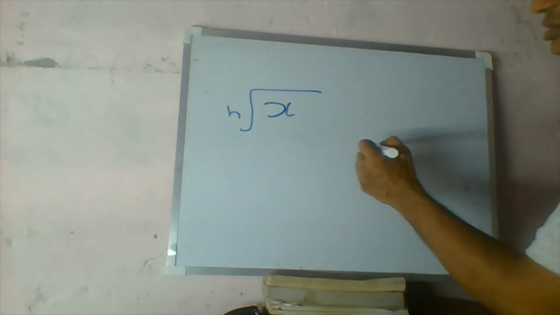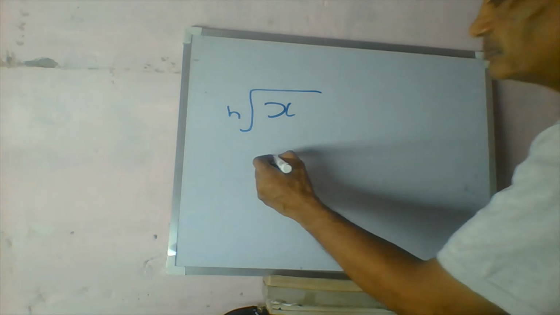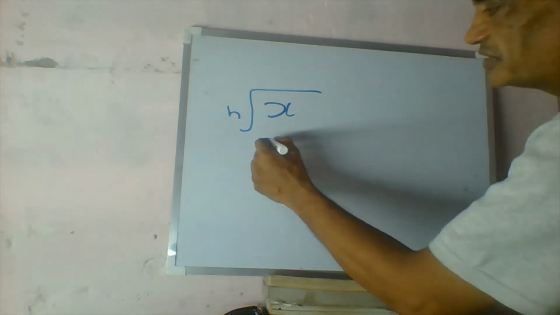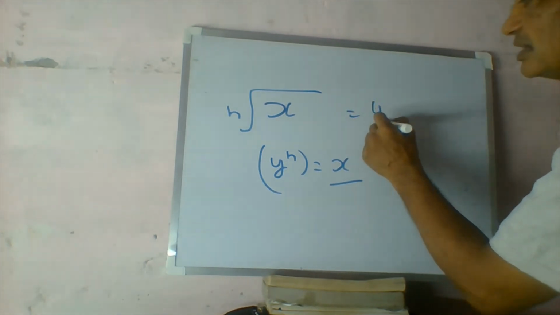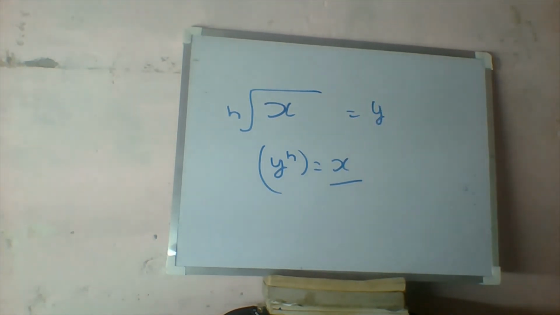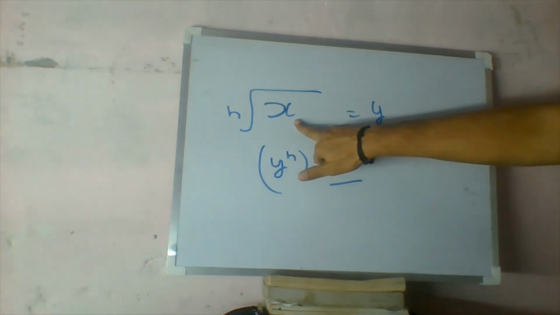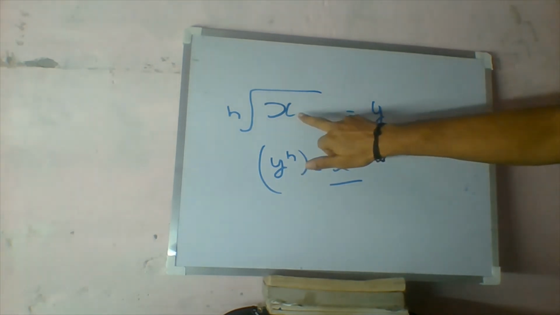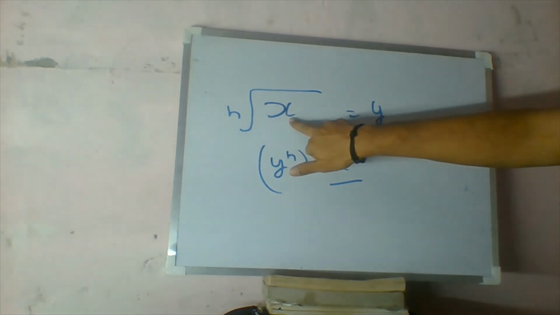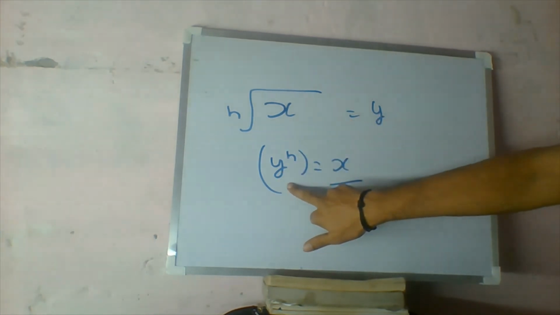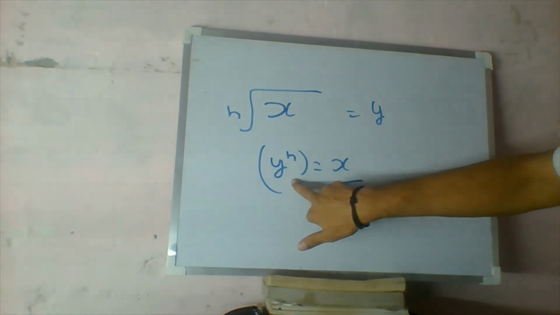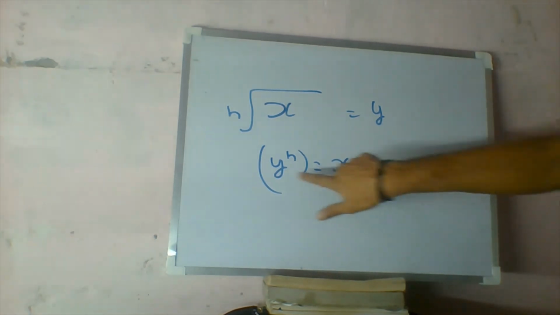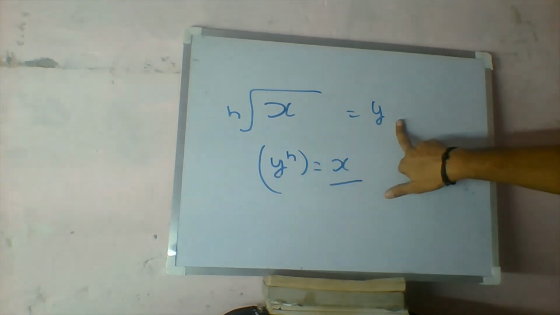For the nth root of x, it is asking me to find the number y, which if raised to power n will be x. My answer will be y. If it is asking me to find the nth root of x, actually it is asking me to find a number y which if raised to power n will give me x, and that y will be my answer.